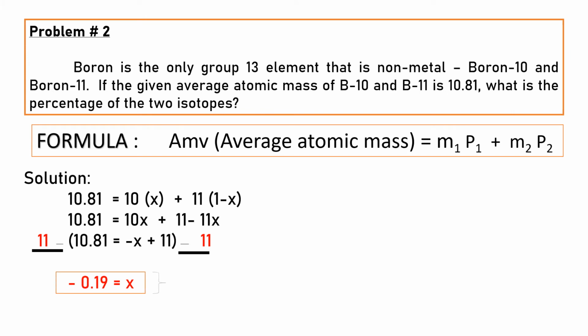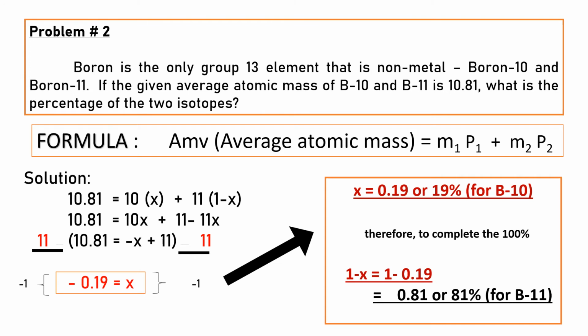Since this is negative, you need to divide both sides by negative 1. So therefore, our answer for X is 0.19 multiplied by 100. So you can have 19% for boron 10. And to complete the 100%, 1 minus X is equal to 1 minus 0.19, equivalent to 0.81 multiplied by 100. So you will get 81% for boron 11. So if you add 19 and 81, you can have 100%. And this is the same with the percentage that was given a while ago for problem number 1.